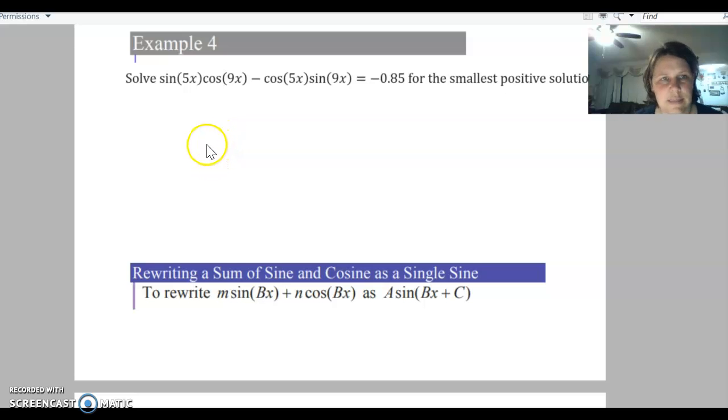Okay, I have one more example here to do. I recorded it earlier today and it doesn't look like it's saved. So sorry about that, but we will get it done and posted for you guys.